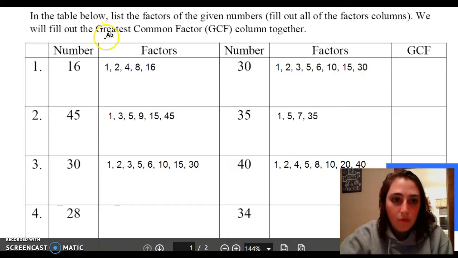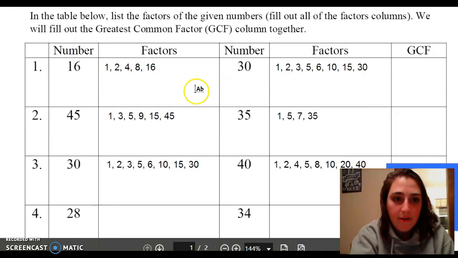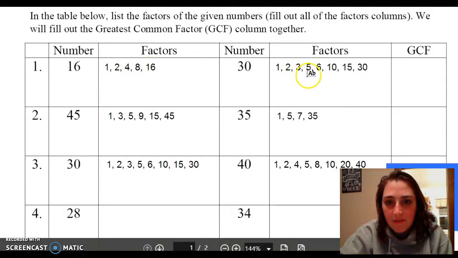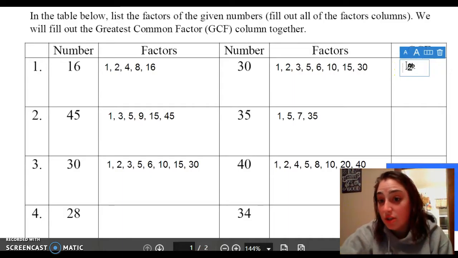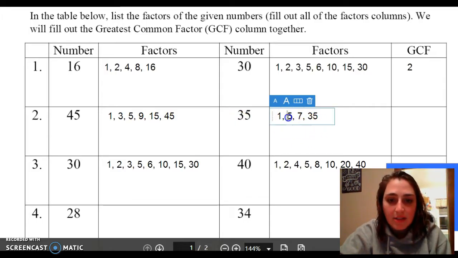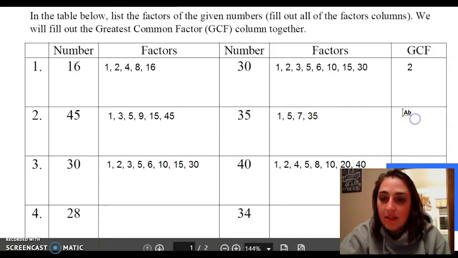Okay? So when we look at these here, you want to look at the whole row. So you have 1, 2, 4, 8, 16. 1, 2, 3, 5, 6, 10, 15, and 30. So the largest number that they both have in common is the 2. So your GCF for 16 and 30 is just 2. That's all. Okay. So for here, 45, you have 1, 3, 5, 9, 15, 45, and 1, 5, 7, 35. Highest here that they both have is the 5.